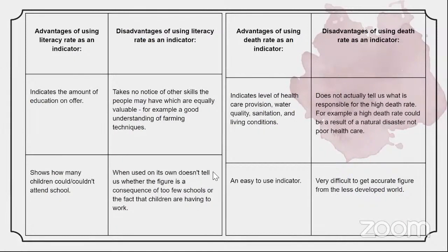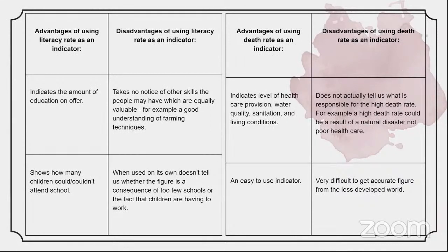The next one is death rate. Advantage dia indicates level of health care provision, water quality, sanitation and living condition. Dia pun easy indicator juga sebab death kan, kalau death ada kubur orang ada record. Macam itulah. The disadvantage of death rate pula does not actually tell us what is responsible for the high death rate. Dia just bagi tahu ada death tapi tak bagi tahu sebab apa.